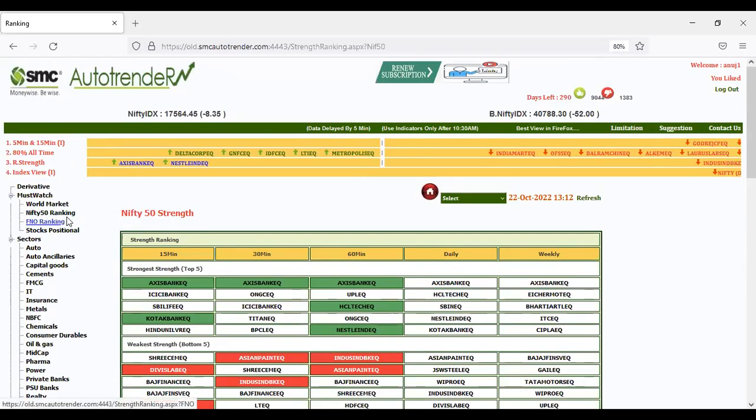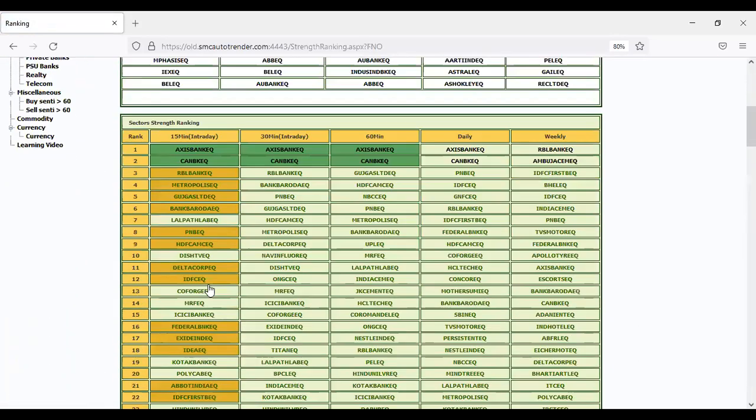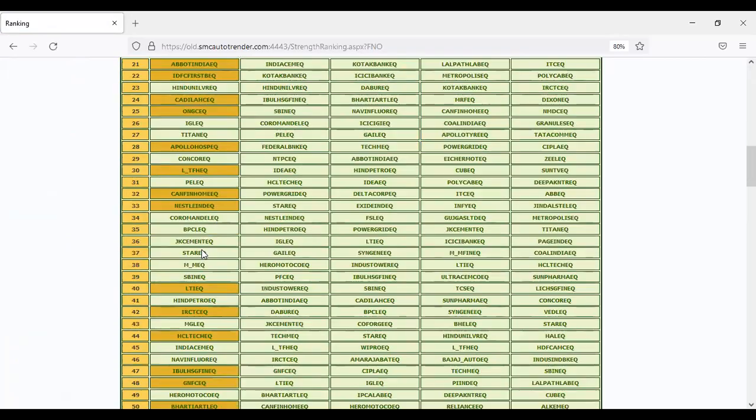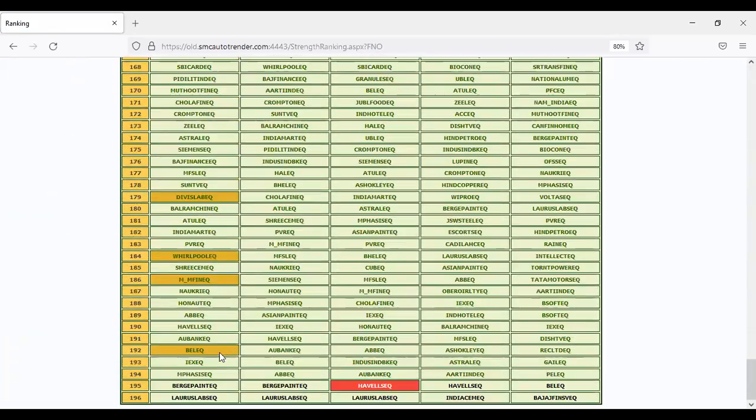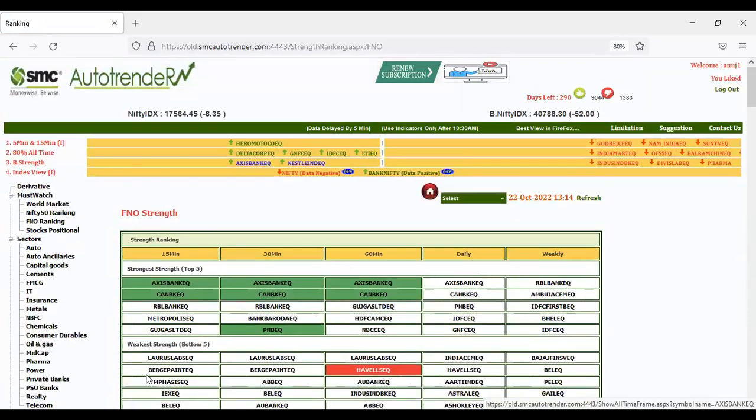FNO strength ranking works the same way as Nifty strength ranking. It's just that in Nifty strength ranking, we have only taken 50 stocks, and in FNO, we have taken the whole bracket of FNO stocks, where the list continues up to 196. Okay, so this is the thing.